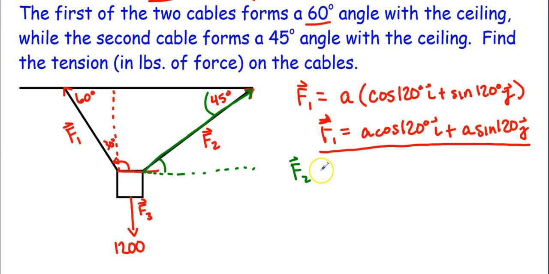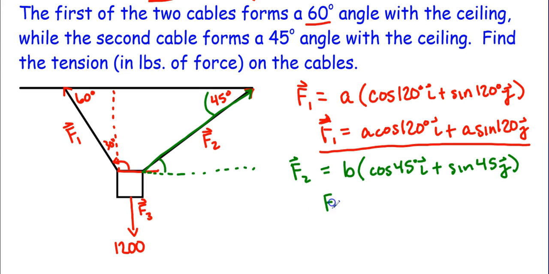We want to write the tension on that second cable as a force vector. So this is going to have a different magnitude. We can see it's a little bit longer, so the magnitude we would expect to be a little bit greater. So we're going to call that one B. And again, just write our different components. Cosine of 45 i plus sine of 45 j. Go through and simplify, and we'll expand this out, and we've got our second vector.